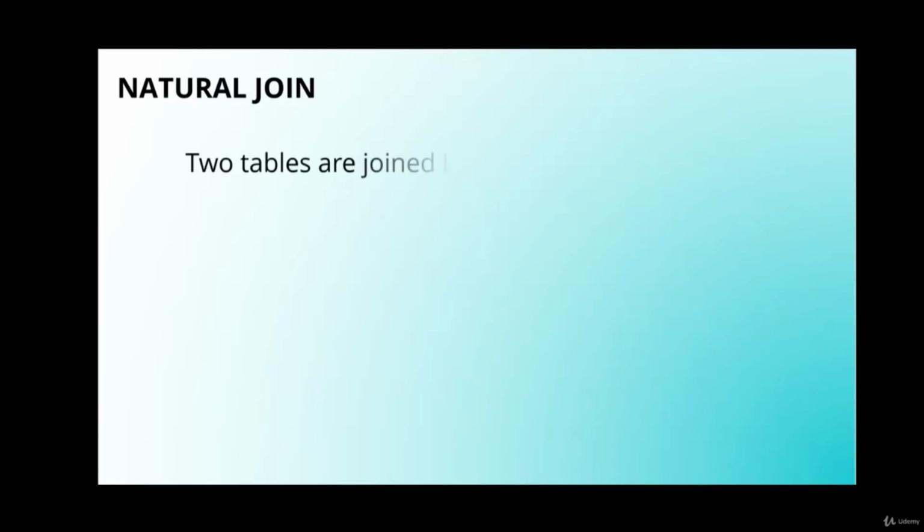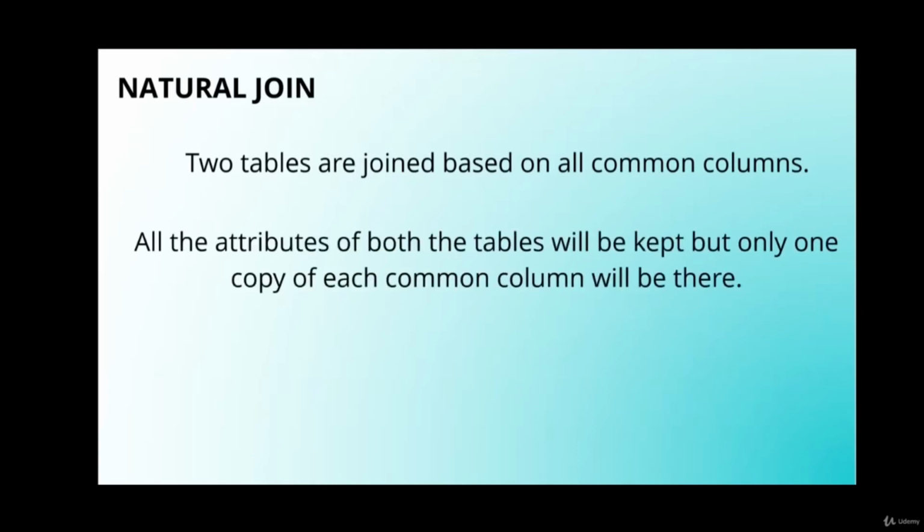First is natural join. In natural join, two tables are joined based on all common columns. So all the attributes of both the tables will be kept, but only one copy of each column will be there. That is, the duplicate common column will be removed.